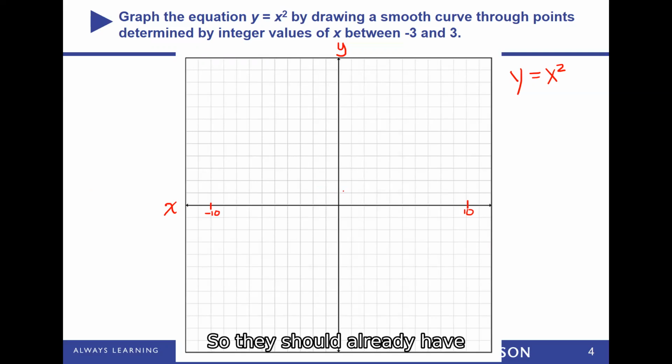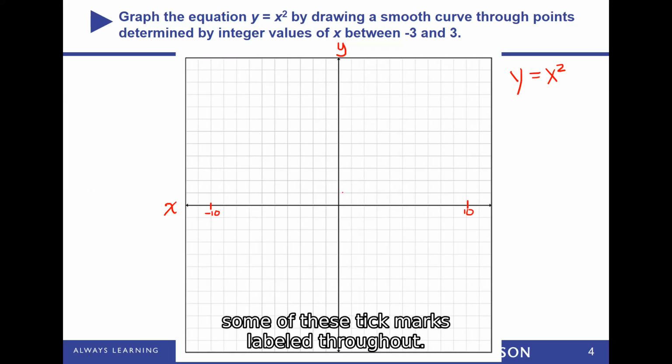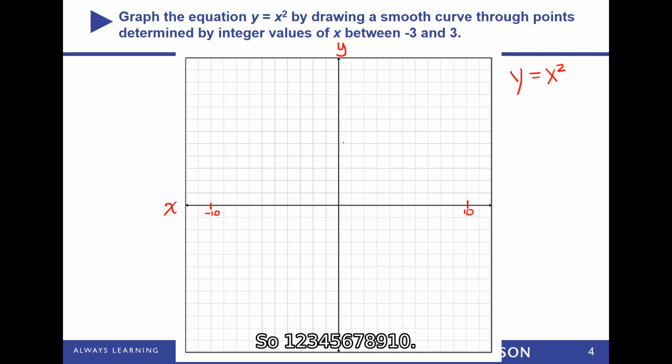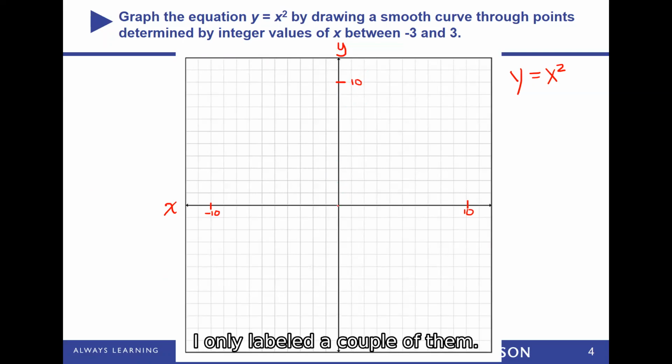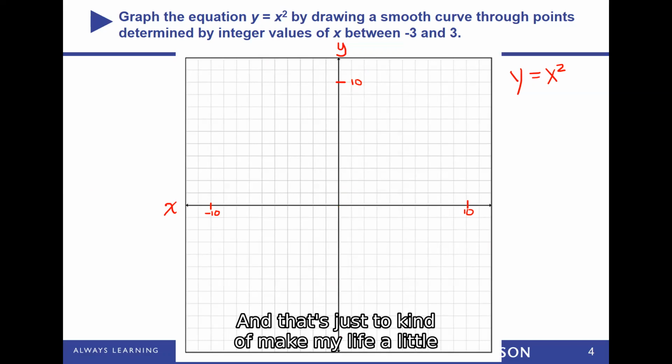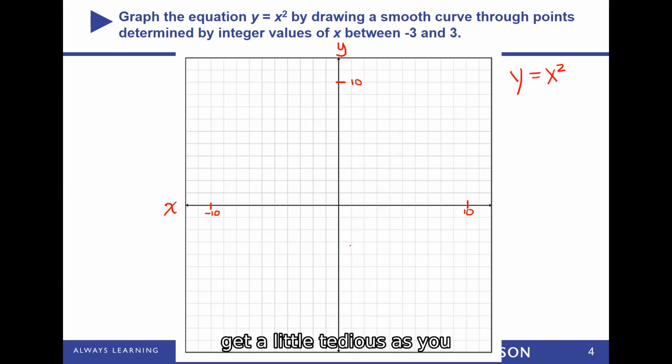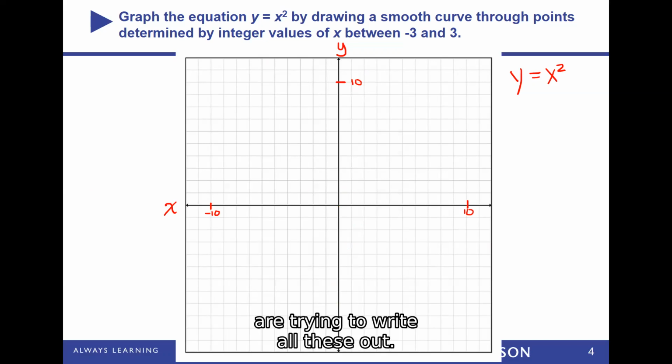So they should already have some of these tick marks labeled throughout. So 1, 2, 3, 4, 5, 6, 7, 8, 9, 10. But it may not be every single one. You notice I did not label every single one here. I only labeled a couple of them, and that's just to make my life a little bit easier, because otherwise it does get a little tedious as you are trying to write all these out.